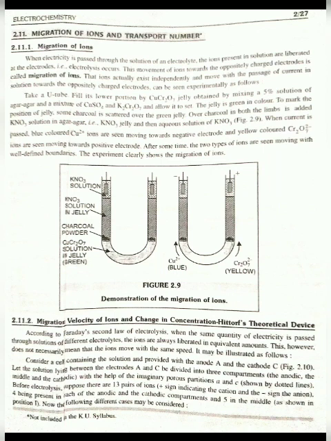Next heading 2.11.2 Migration velocity of ions and change in concentration. Hittorf's theoretical device.